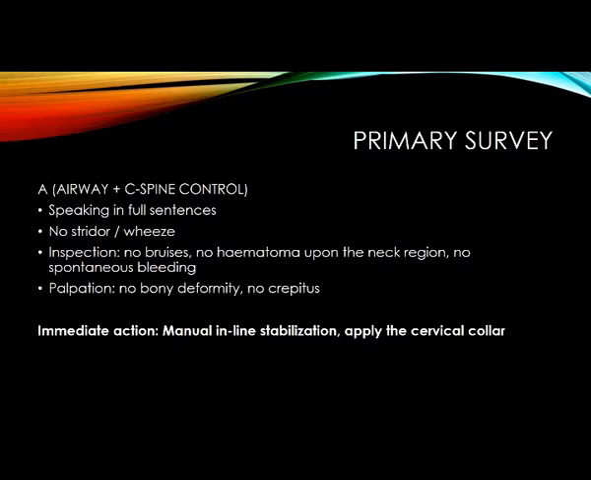So the primary survey was done on the scene. Start with A, airway, and C-spine control. The patient can speak in full sentences, so we consider her to have a patent airway, with no stridor or wheeze. On inspection, no bruises, no hematoma over the neck region, no spontaneous bleeding. On palpation, no bony deformity, no crepitus. Immediate actions: manual inline stabilization and apply the cervical collar.